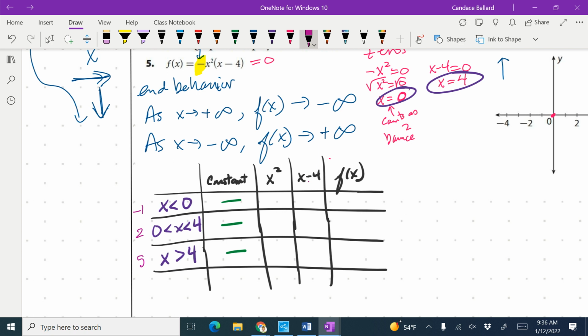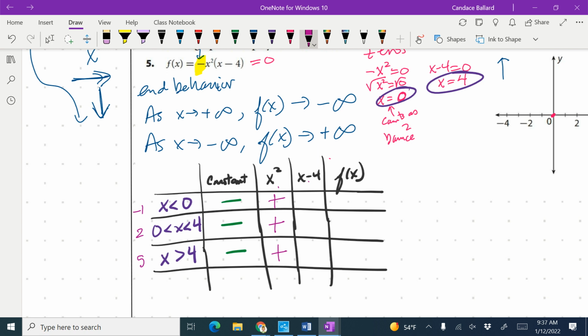When I put -1 into x squared, do I get a positive or a negative? Good. When I put 2 into x squared, do I get a positive or a negative? Good. And when I put 5 into x squared? Perfect. Did I even really need to do any of those? Was there anything I was going to get other than a positive out of having x squared? No. A squared is always going to be positive.